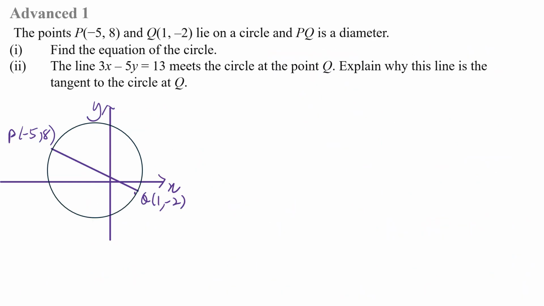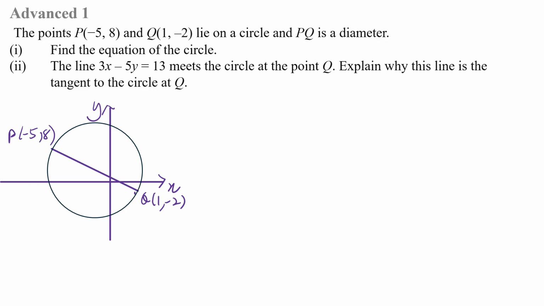Right, let's look at the last question. In this last question, we're given a circle, given 2 points P, which is negative 5, 8, and Q, 1, negative 2. Both points lie on the circle, and PQ is the diameter. So PQ is the diameter of the circle. We are asked to find the equation of the circle.